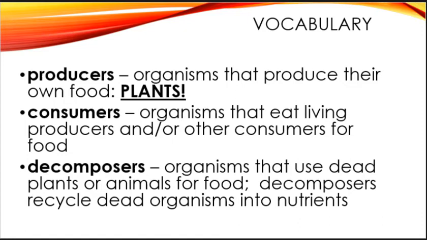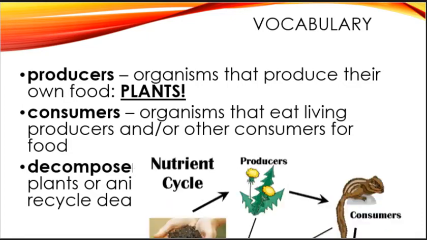All right, consumers are organisms that eat living producers and/or other consumers for food. That's our other group of living things. And then we have the decomposers, organisms that use dead plants or animals for food. They decompose old stuff. So you can see them right here.